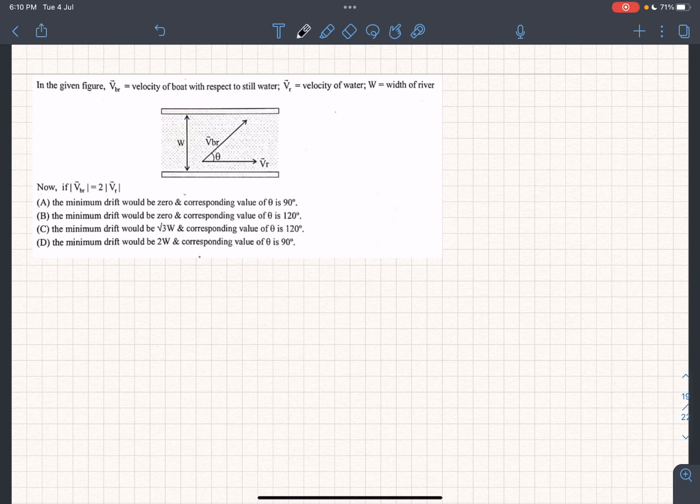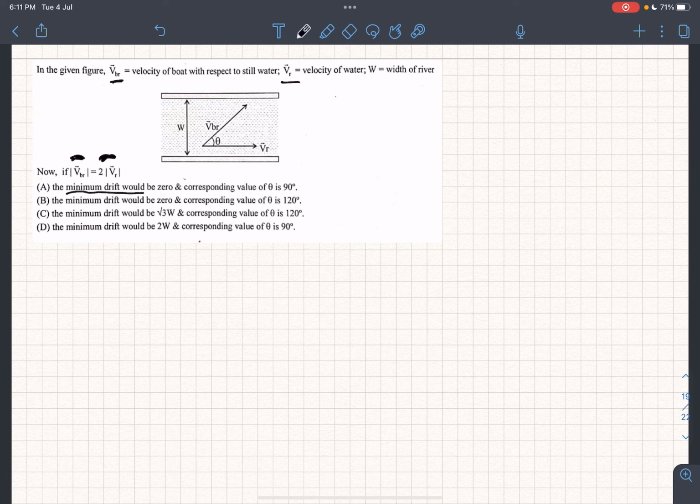So in this question, we have been given a river that is flowing with the velocity of VR, and the width of the stream is W, and the velocity of the boat with respect to river is given to be VBR. It's also given that the velocity of the boat relative to the river is actually twice the velocity of the river. So in that case, 100% the minimum drift would be 0, right?